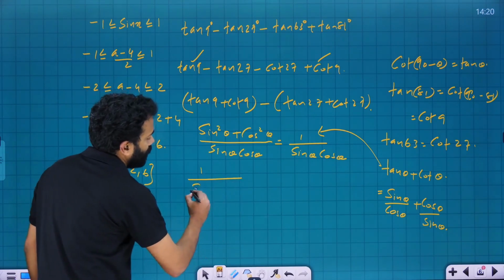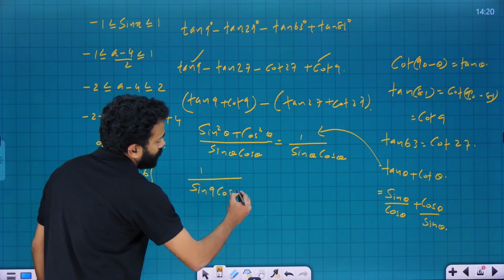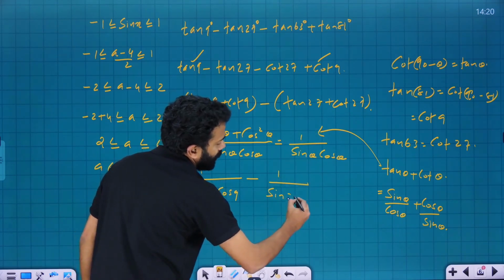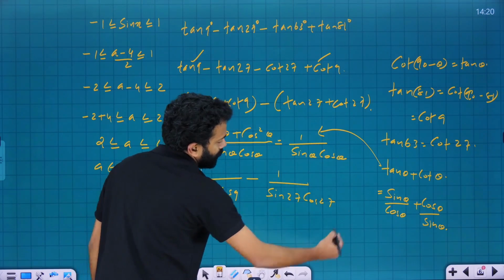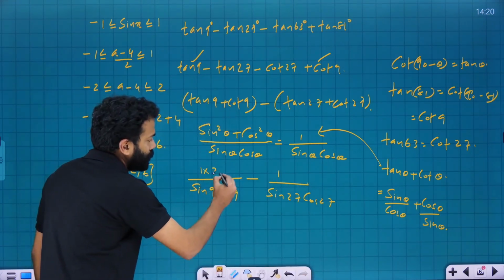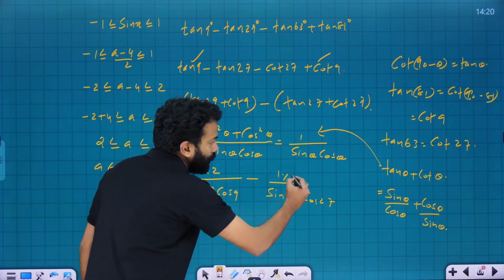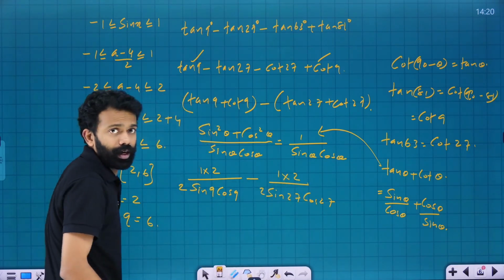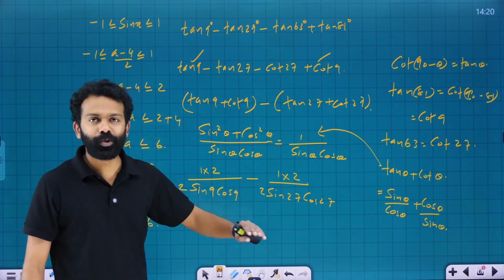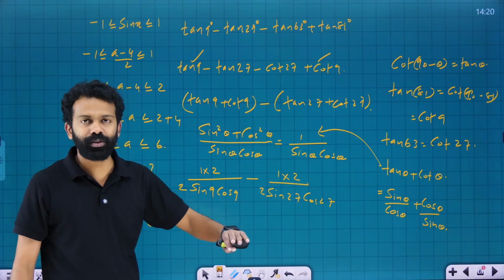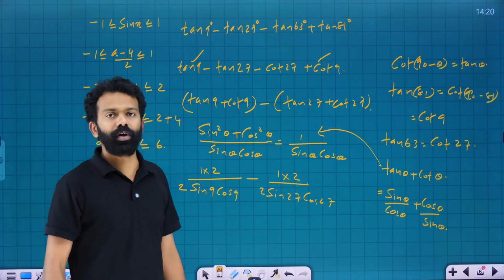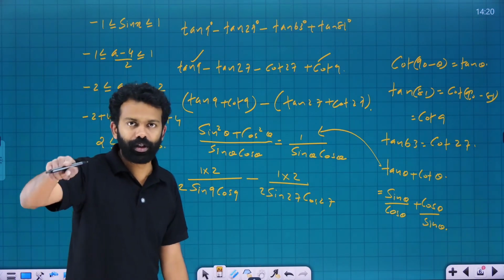1 by sin 9 cos 9 minus 1 by, this can be written as 1 by sin 27 into cos 27. See, what I'm going to do here is I am multiplying here with 2 and here also with 2. So why have I done that? Because we know that sin 2 theta is 2 sin theta cos theta. Likewise, 2 sin theta cos theta is sin 2 theta. Therefore, 2 sin 9 cos 9 becomes what? Sin 18. The value of sin 18 we know already.